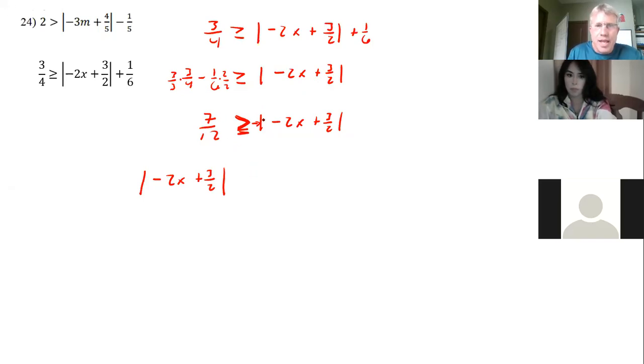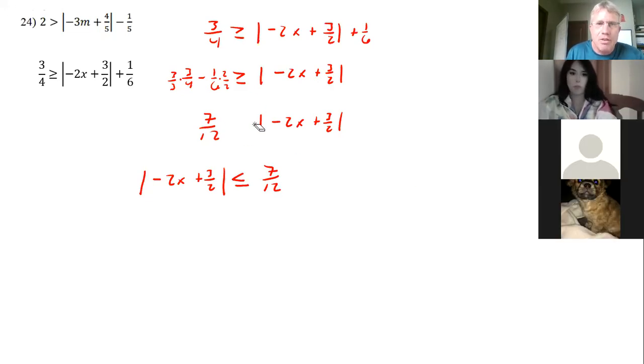7/12 is greater than the absolute value. If 7/12 is greater than the absolute value, then the absolute value is less than 7/12. So if I prefer working with it on the left, I just switch it over, and it is on the left. Does that make sense? It's still pointing towards the same thing, so I just basically took it and flipped it around. Does that make sense?